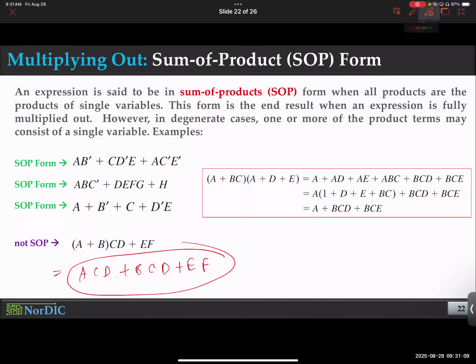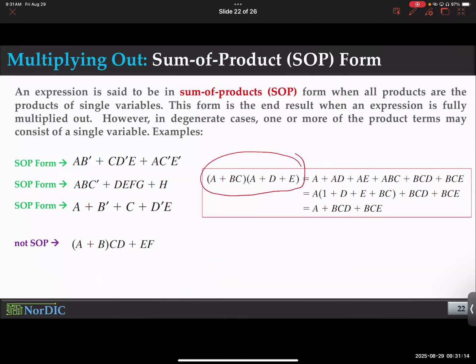Okay, so let's take an example of how to convert a regular expression, which is this one, to this. Interestingly, this is not sum of product, not product of sum. This is a mixed expression. Okay? And when we see product of sum, you will understand why it is not product of sum.